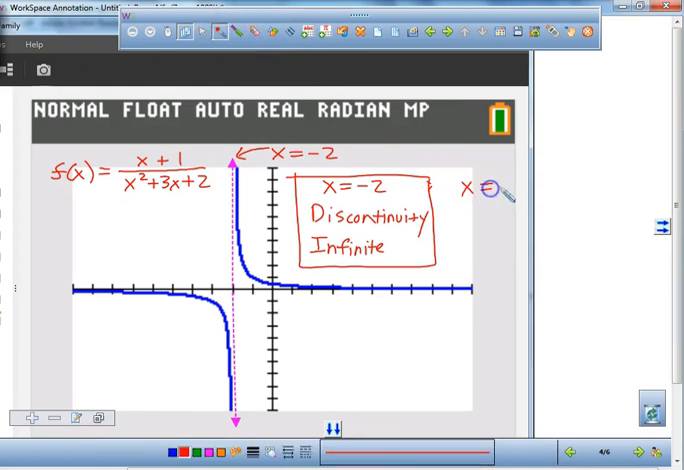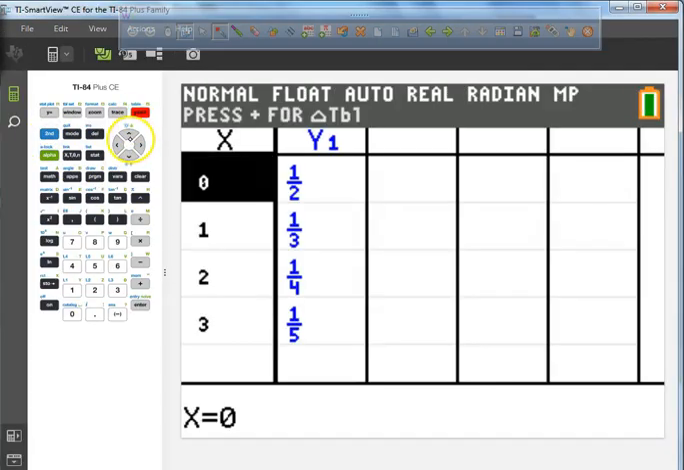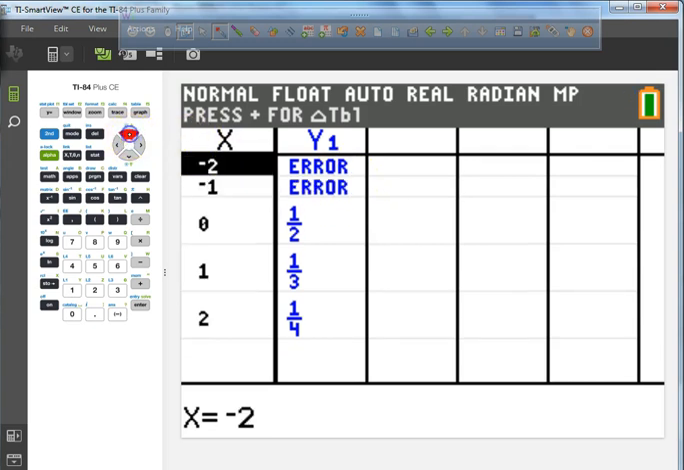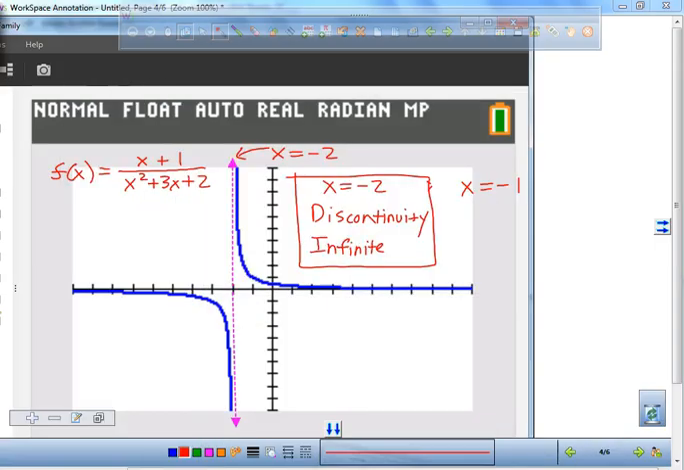X equals negative 1. So if we were to go to our table and check at negative 1, ooh, what do you get? Error. Huh. Wait a second, what do we get at negative 2? Error. Well, every time you see an error, is that always going to be infinite discontinuity, or could there be another possible type of discontinuity? Okay, how about this? Do you see anything jumping?